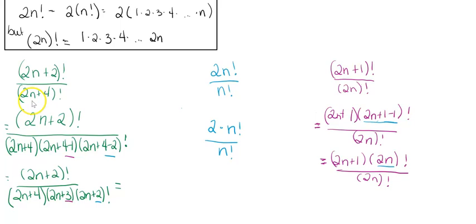So I'm going to start with this 2n plus 4, and I'm going to rewrite it as 2n plus 4 times, well, it would be multiplied by the next smaller number, which would be 2n plus 4 minus 1, because I just stepped down by 1 integer each time. So, and then the next one would be 2n plus 4 minus 2.